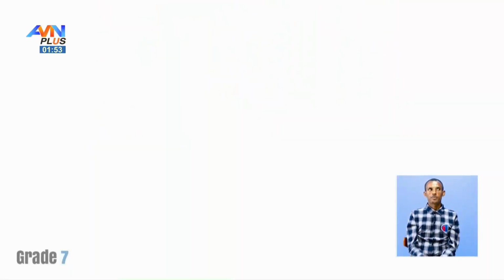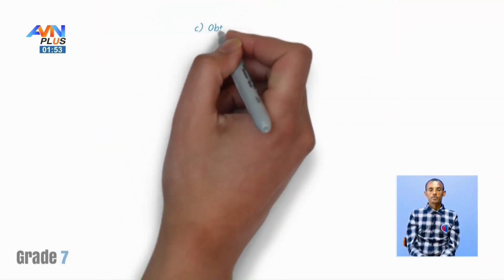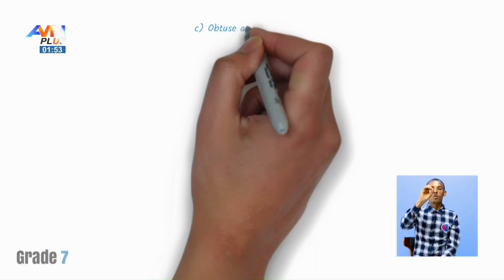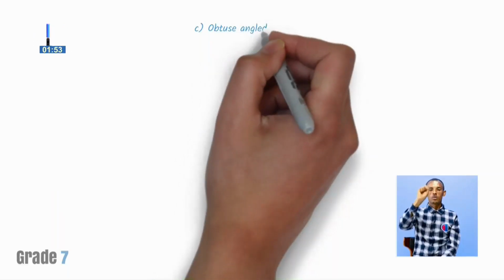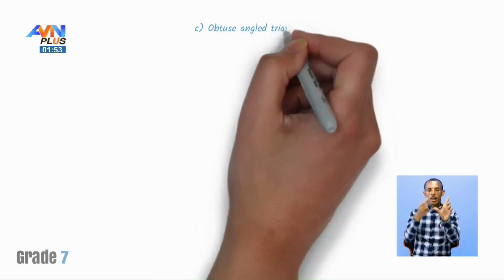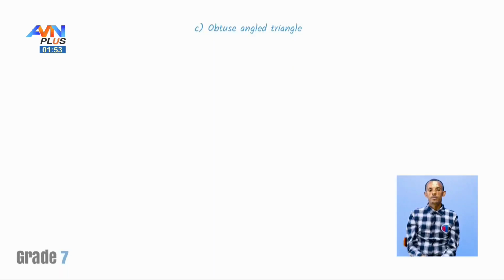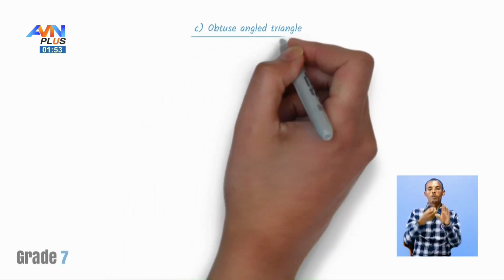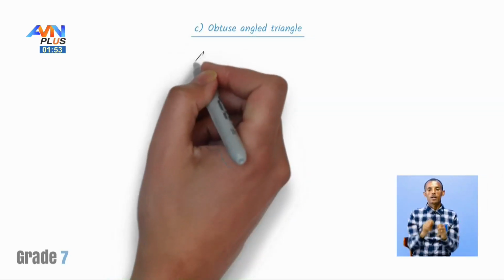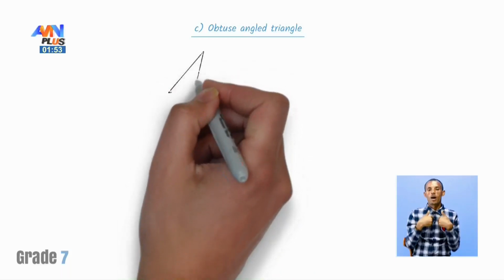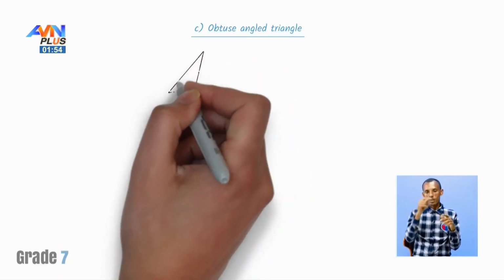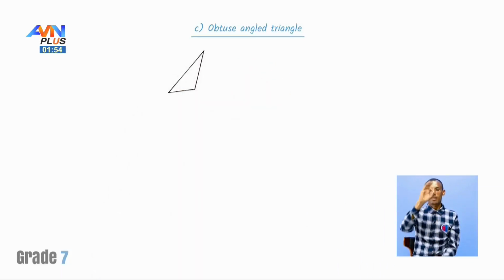Obtuse angled triangle. In this case, you have such a triangle. It's obtuse. One of the angles is greater than 90 degrees. Such a triangle we call an obtuse angle triangle. A, B, C. Assume this one.